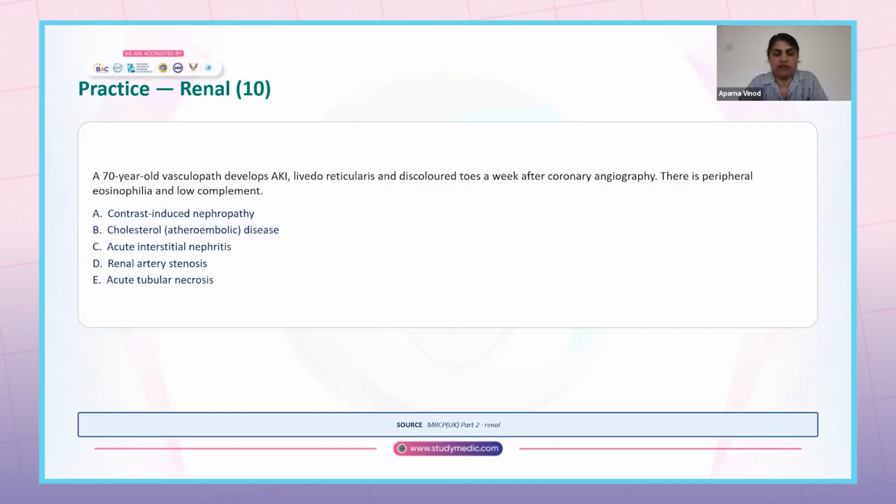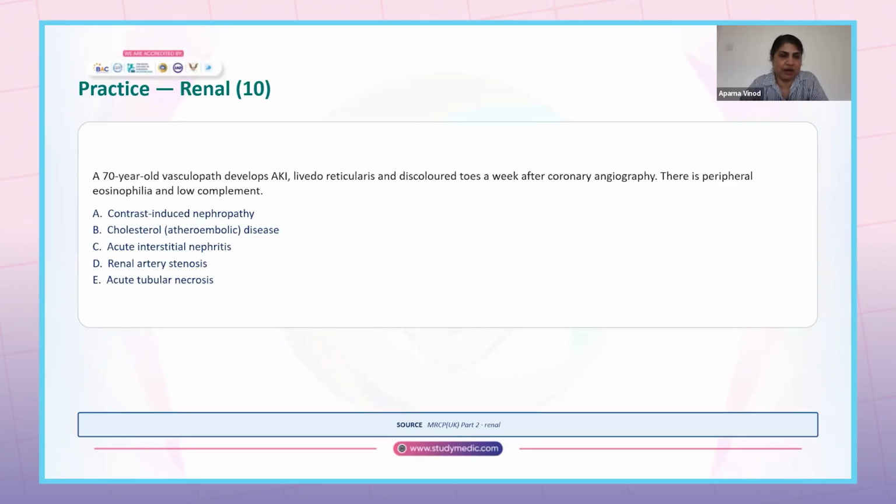Next practice question: we have a 70-year-old patient with vasculopathy who develops AKI, livedo reticularis, and discolored toes after 1 week after coronary angiography. There is peripheral eosinophilia and there is a low complement. So how did the AKI happen here? Is it pre-renal, renal, or post-renal?